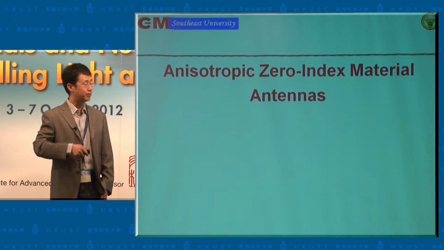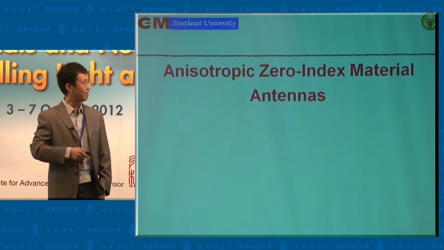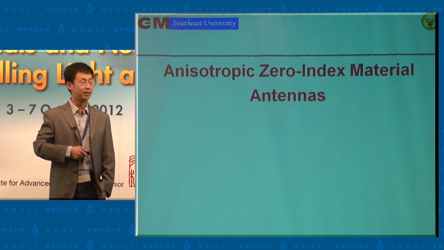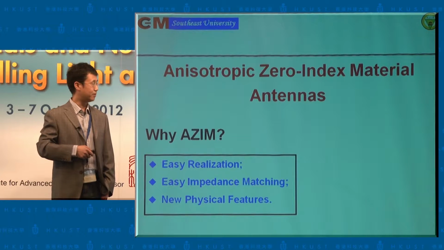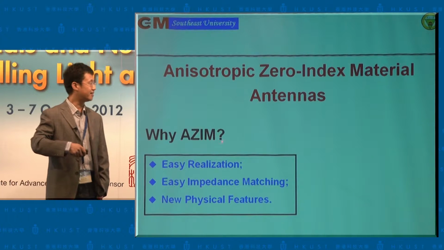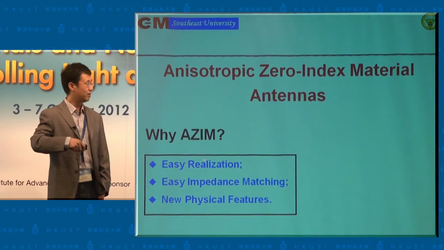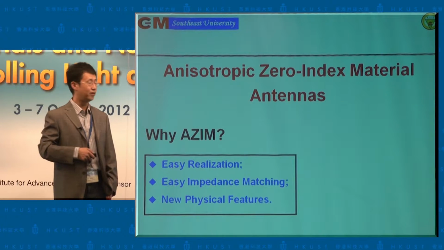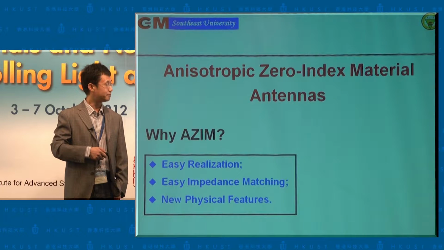For zero-index metamaterial antennas, a lot of researchers like Professor Engheta and Professor Alù have done a lot of work on zero-index metamaterials. But why do we want to study anisotropic zero-index metamaterial? The first is that it is very easy to realize. Second, for anisotropic zero-index metamaterial, it is easy to make impedance matching. And third, there are a lot of new features from anisotropic zero-index metamaterial.